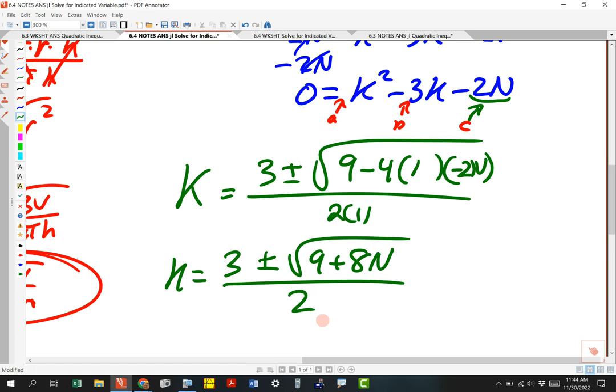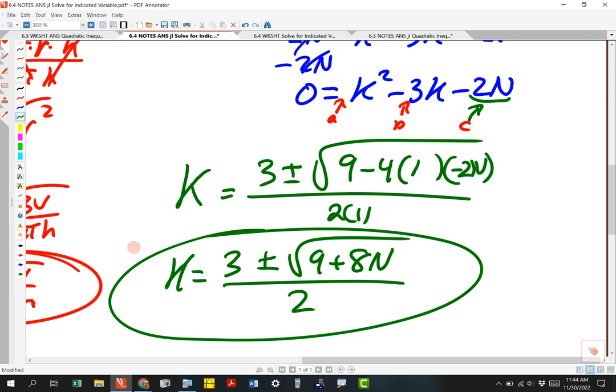So that's okay. So we should solve for k. Is k on one side all by itself? Yes. Yep. Done. That's it.